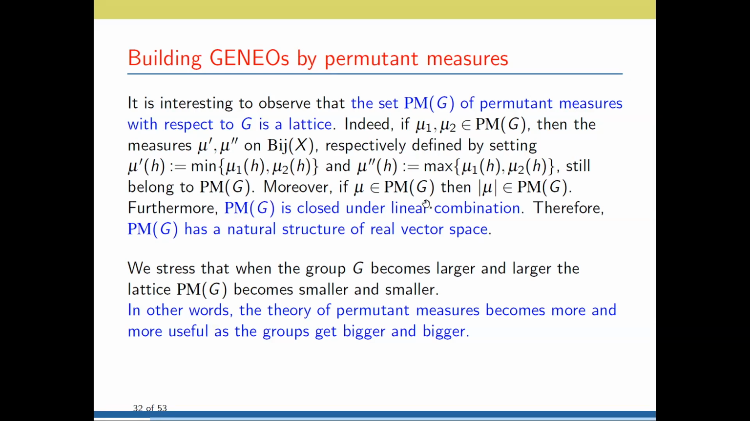The absolute value conserves the property of being a permutant measure, and furthermore, the set of permutant measures is closed under linear combination. So it has a natural structure of real vector space. We stress that when the group G becomes larger and larger, the lattice of the permutant measures becomes smaller and smaller, since your request is stronger. In other words, the theory of permutant measures becomes more and more useful and interesting as the groups get bigger and bigger. The equivariance group becomes bigger and bigger.